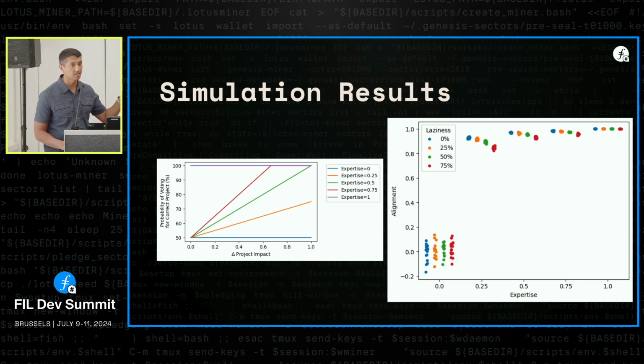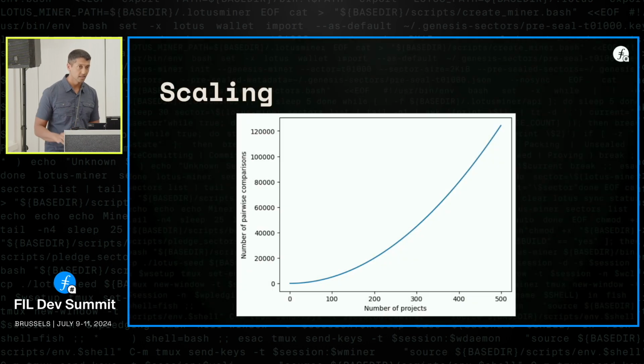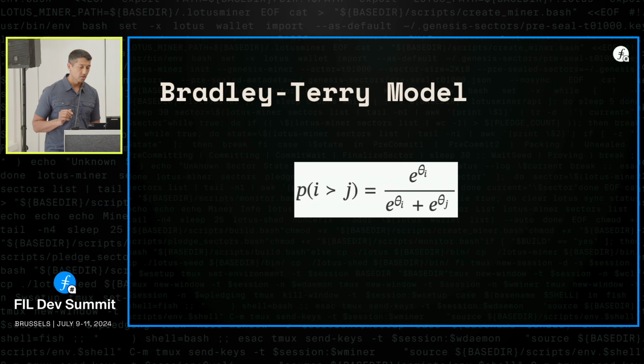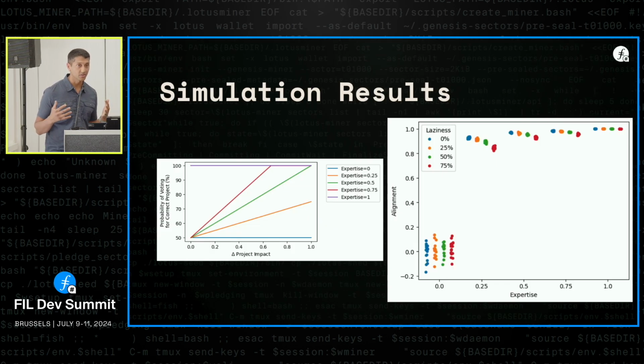Now, the final dimension that's shown in this plot is a parameter called the laziness of the badge holder. The reason we have that in there is because of this. If there are 100 projects, an exhaustive badge holder would have made 5,000 decisions, 4,950. So let's say they make half of those decisions, and then they say, okay, I'm done. That would correspond to a laziness of 50%. 75% means they only vote on 25% of the projects, and so on.